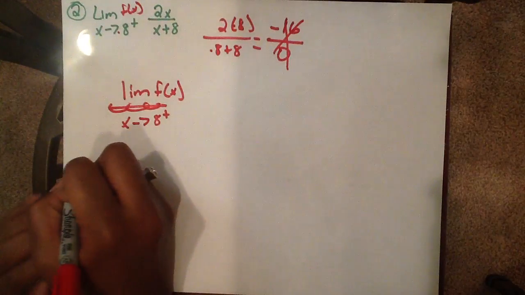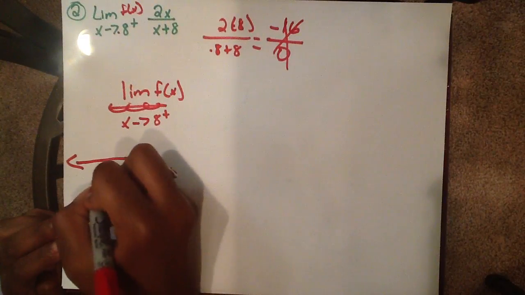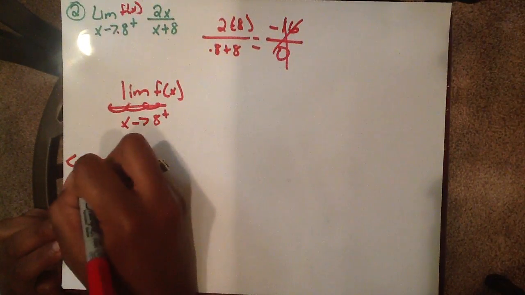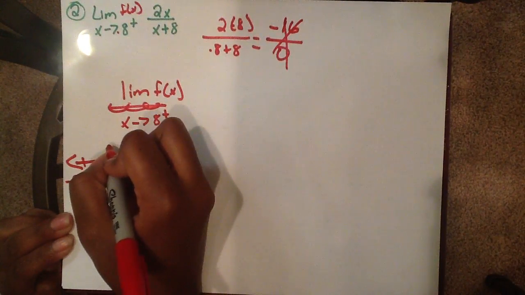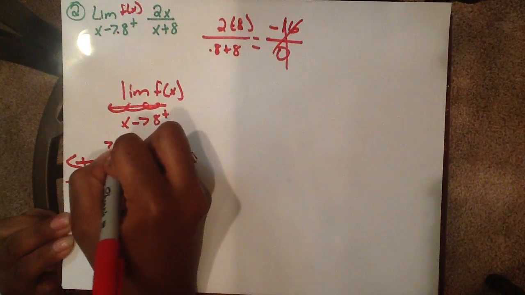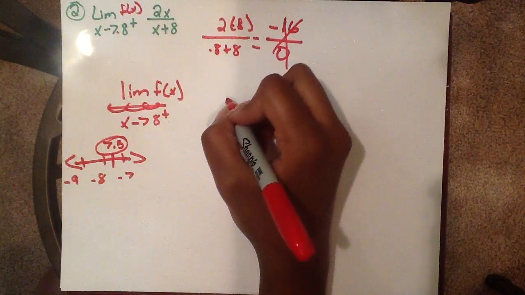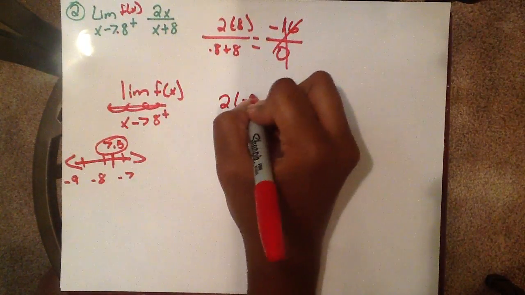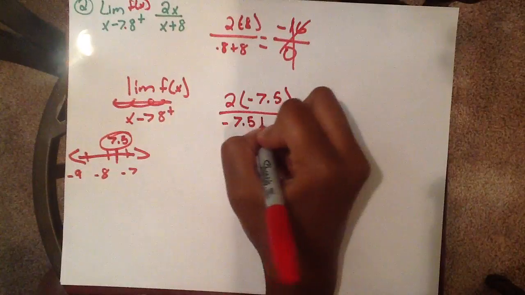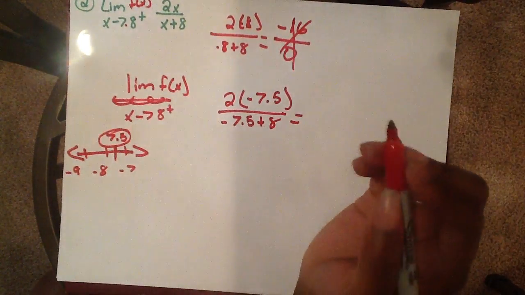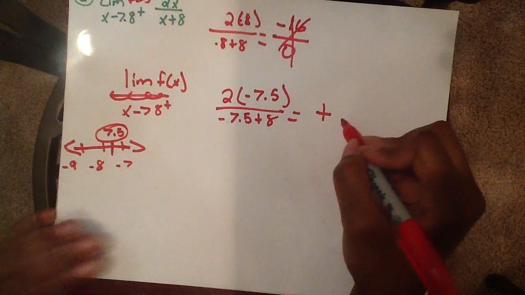So we have to first find a number that is somewhat close to negative 8, as close as we can get it. So negative 8, negative 7, negative 9. And because we're coming from the right, we're going to get a number right between negative 8 and negative 7. We learned in class that we're going to use negative 7.5. That's the number we plug in instead. So that's 2 times negative 7.5 over negative 7.5 plus 8. We don't have to have an exact number, and looking at this, we know our answer is going to be positive. So our answer is positive infinity.